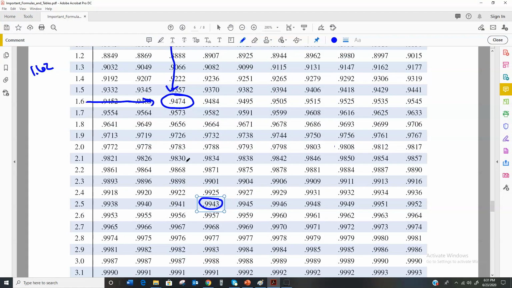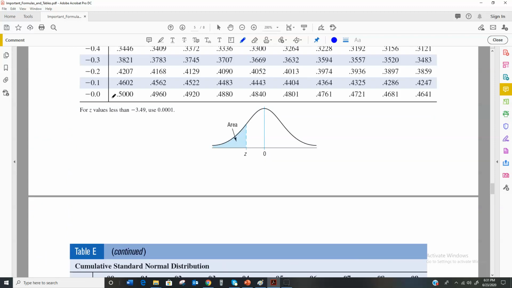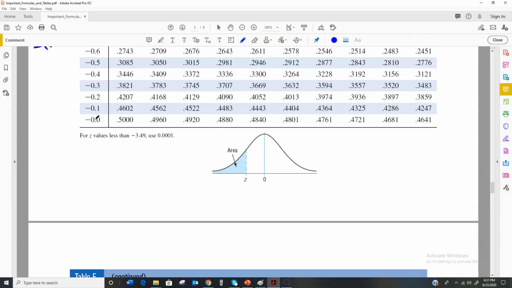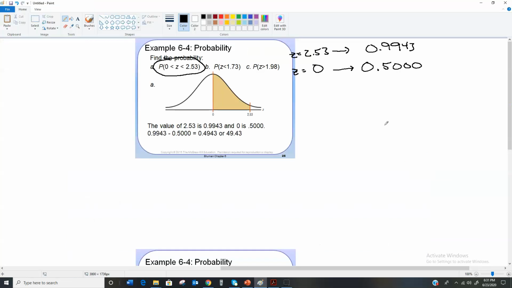So we go to the chart, and I look up 0, and 0 is actually on both sides of the chart. It's negative 0.0 here, or 0.0 here. So 0.5000 is our value for that one. And if I subtract those, then I get 0.4943. So we're saying 49.43% of the data would fall between 0 and 2.53 standard deviations, or the area between that is 0.4943 if the whole area under the curve is 1.